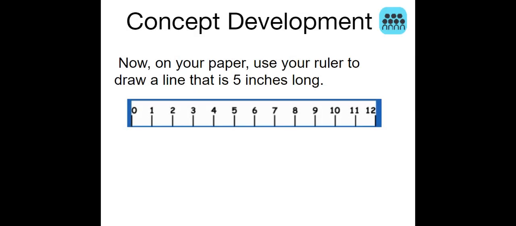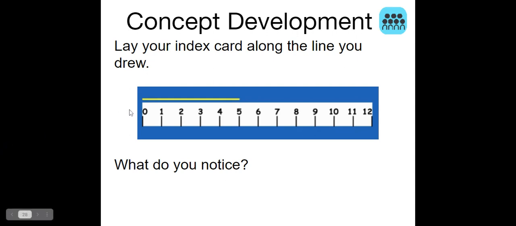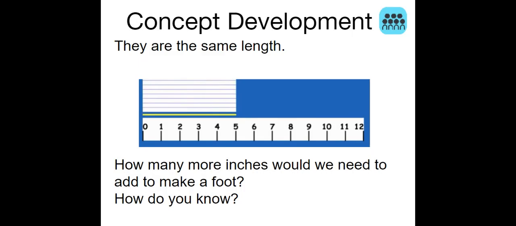Now, on your paper, use your ruler to draw a line that is 5 inches long. All right, lay your index card along the line you drew. So your index card will go up here next to your line. What do you notice? They are the same length.